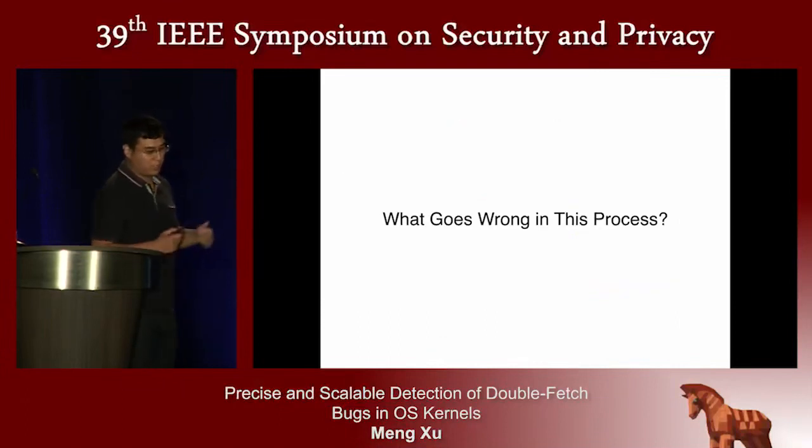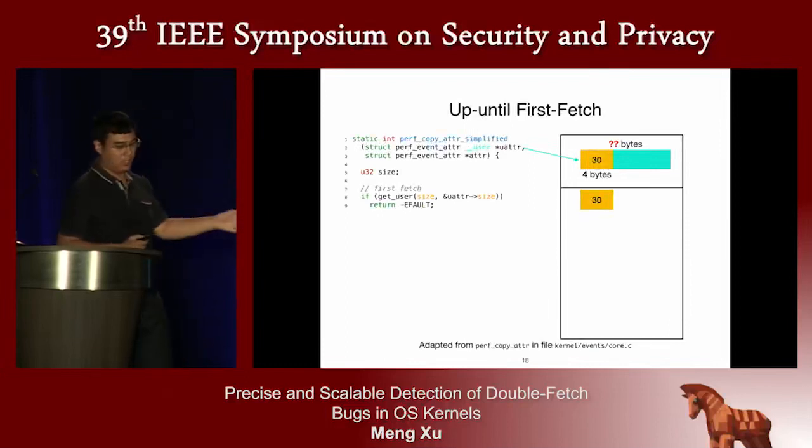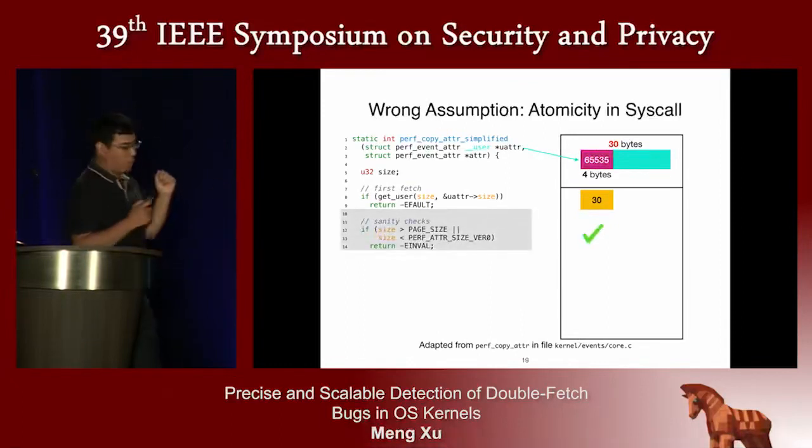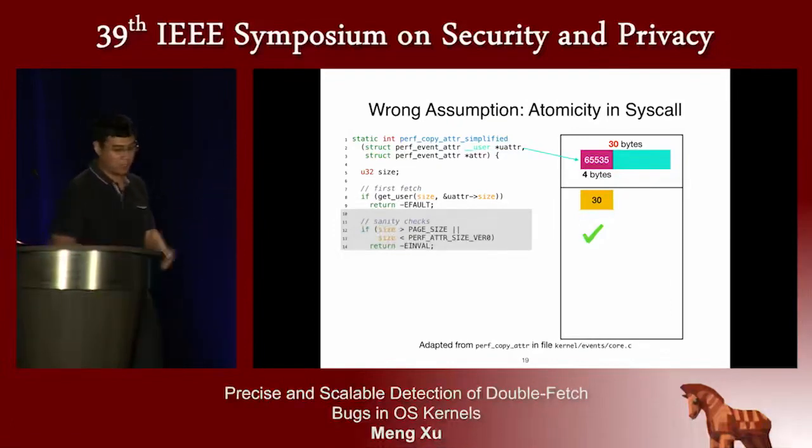So let's think about this. What could go wrong in this process? Up until the first fetch, everything is okay: you know the first value is 30, the size is 30. But after you do the first fetch, and while you're doing the sanity checks, another user space thread can override the first 4 bytes, because that is in user space and the user space thread has access to these values. So they can override the 30 with any arbitrarily large number.